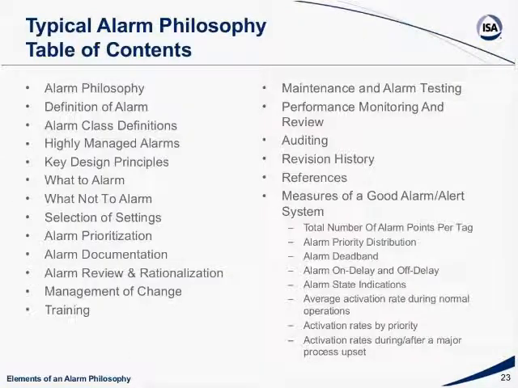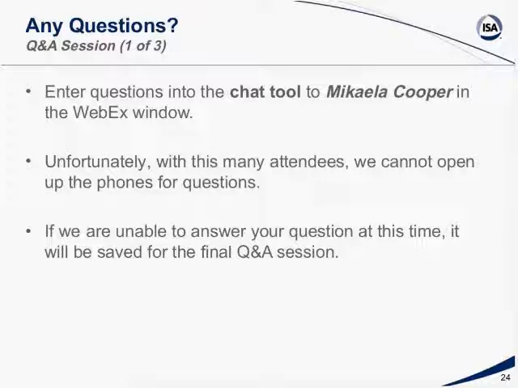And in summarizing alarm philosophies, this is a typical table of contents that goes into an alarm philosophy. We talked about a lot of these things already. If you want a more detailed example, feel free to contact me. I'd be happy to provide you anything I have available. But this is, once again, a typical alarm philosophy table of contents. These things, pretty much at a minimum, need to be addressed. And with that being said, are there any questions right now on alarm philosophy development?